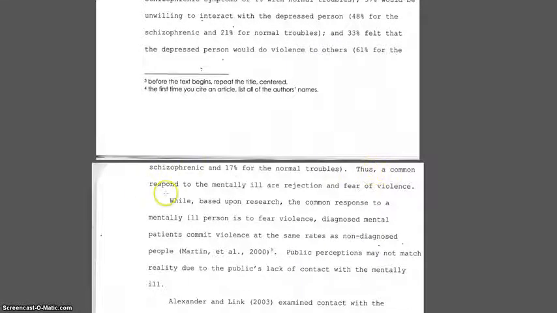Thus, a common response, and this should be response, to the mentally ill is, and that should be is, rejection and fear of violence, or this should be responses, and then leave the are. I think that, especially for this claim, if we're saying it's a common response, we really need to have more than just the one study that's cited here, right? We're going to look for more information than that.